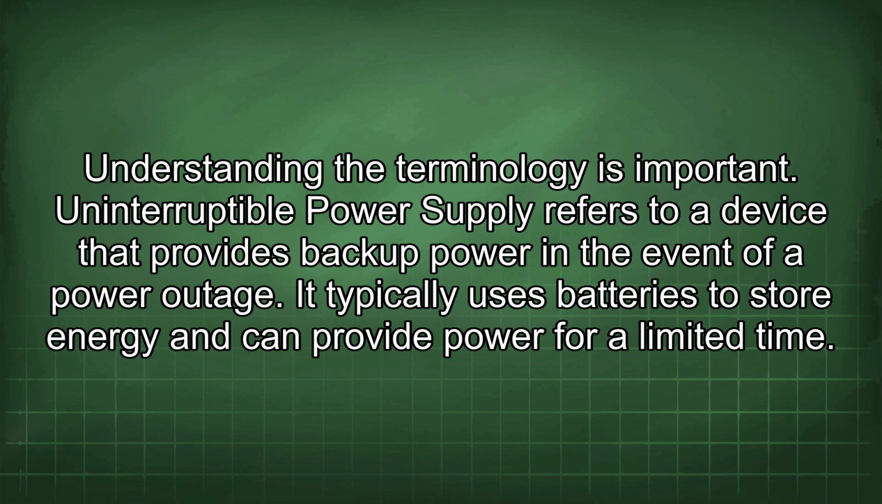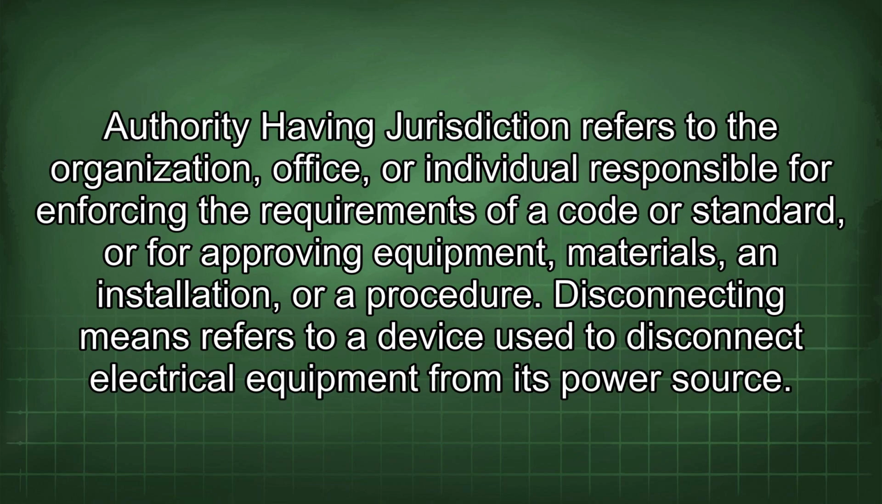Uninterruptible power supply refers to a device that provides backup power in the event of a power outage. It typically uses batteries to store energy and can provide power for a limited time. Authority having jurisdiction refers to the organization, office, or individual responsible for enforcing the requirements of a code or standard, or for approving equipment, materials, and installation, or a procedure.